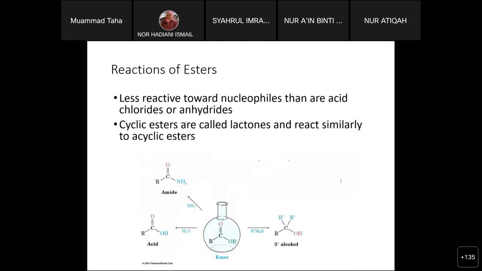Esters are less reactive towards nucleophiles than acid chloride or acid anhydride. Cyclic esters are called lactones. Always remember, cyclic esters are called lactones, because esters can be formed in cyclic compounds. So an ester can be converted to amide, or acetic anhydride, or if we treat with Grignard reagent, it can be converted into alcohol. Next slide.